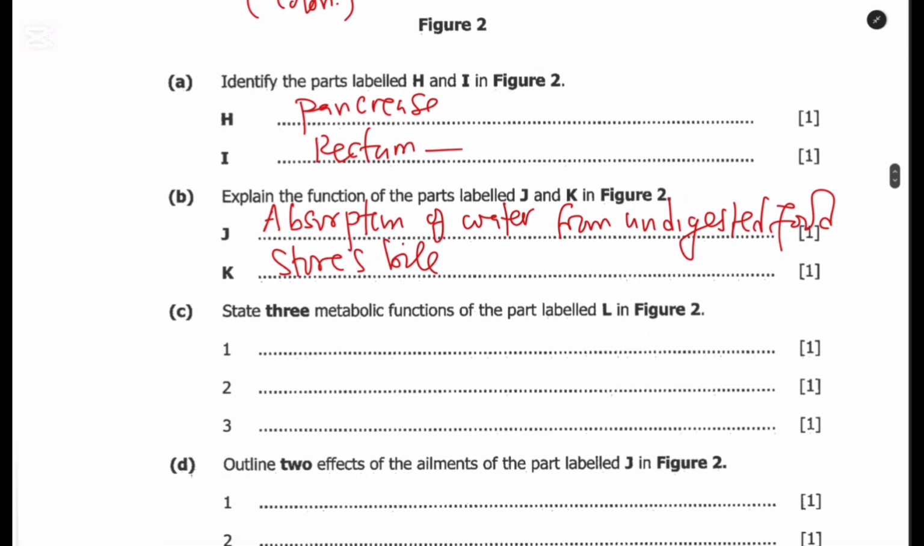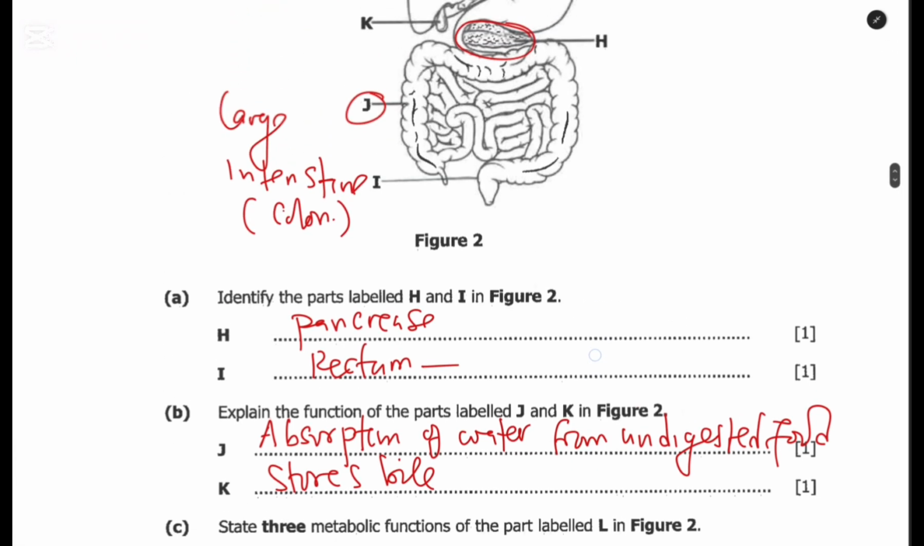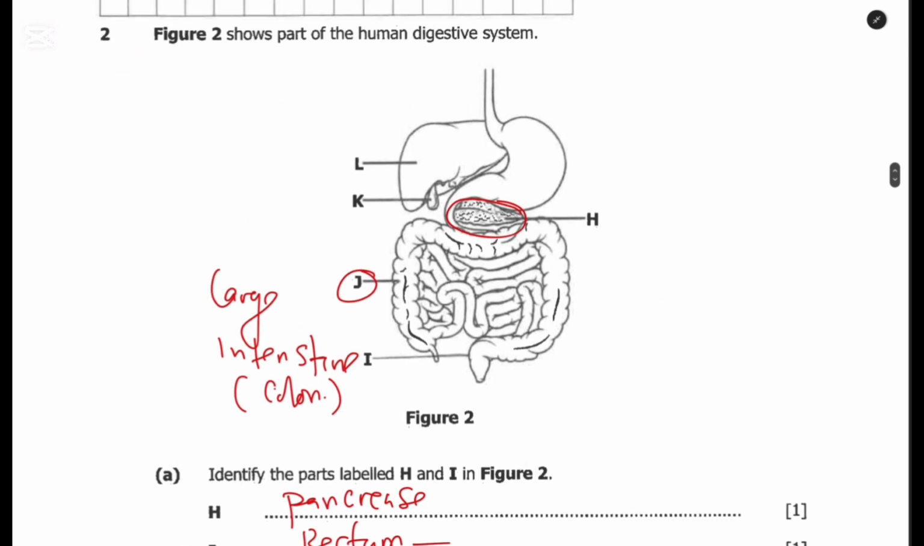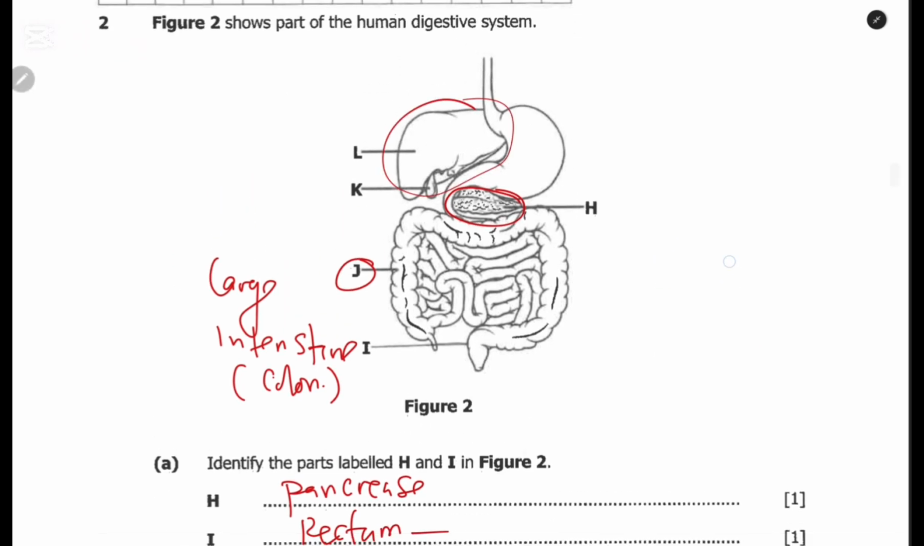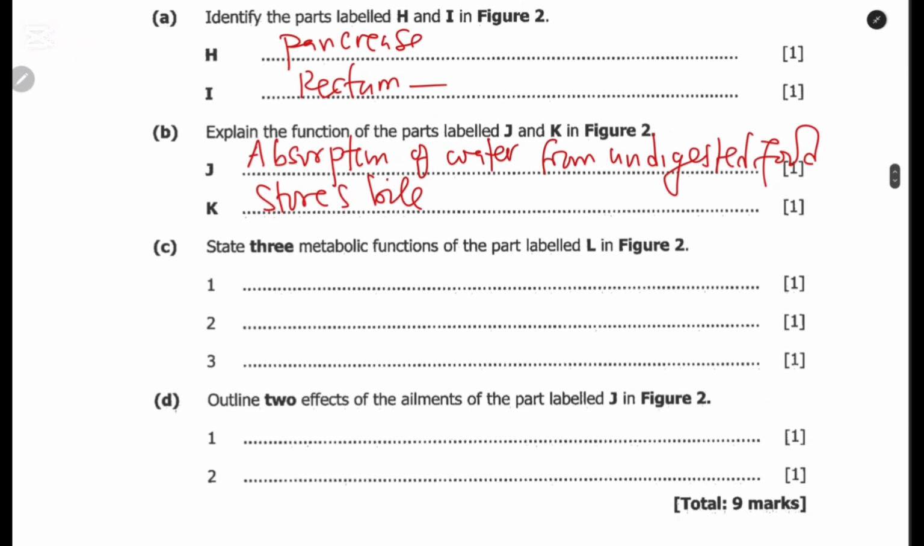Then of course C, state 3 metabolic functions of the part labeled L in figure 2. So, like I said, very important to identify the part first before you rush into giving the function. And as you can see, the part is the liver. So, the liver has thousands of metabolic functions. But in this one, we are just given a chance to give 3. So, one of them is deamination of excess amino acids. So very important also, you know what deamination is.